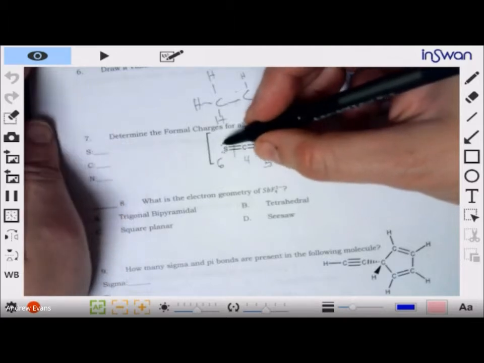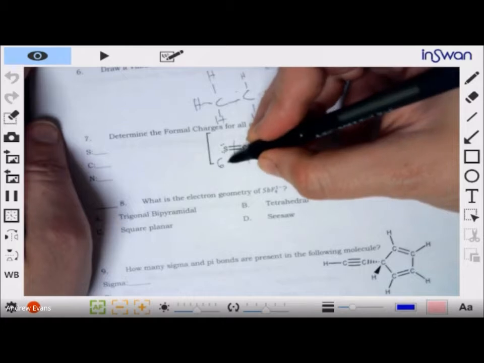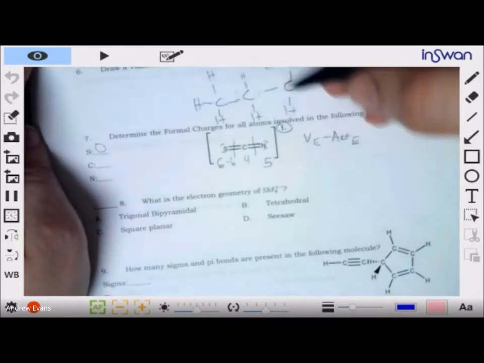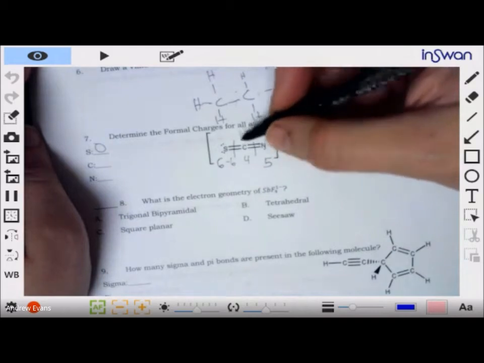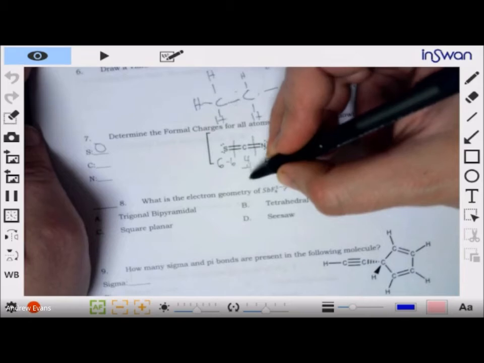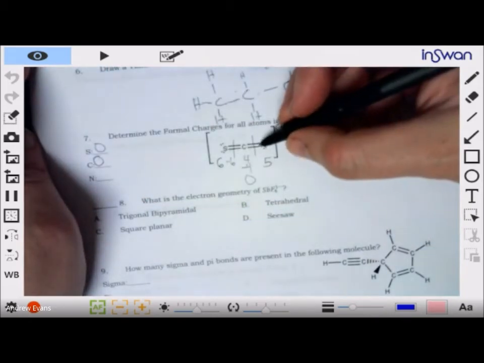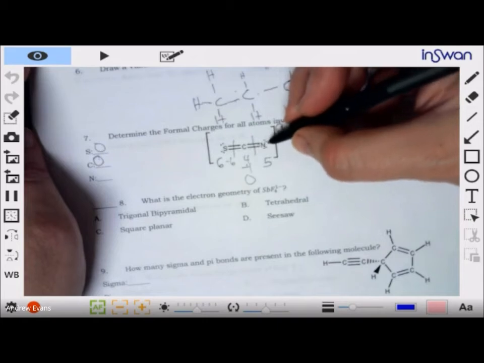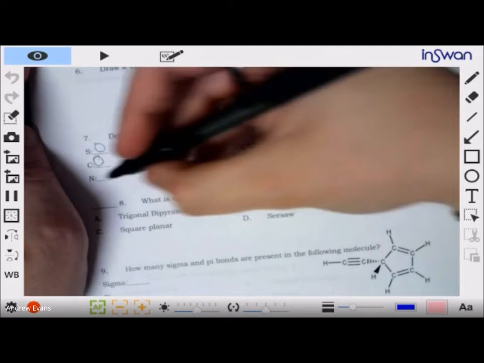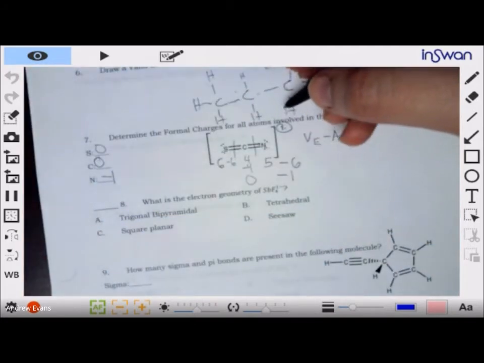How many does sulfur see? 1, 2, 3, 4, 5, 6. Formal charge of sulfur is 0. Carbon sees 1, 2, 3, 4. Minus 4 is also 0. Nitrogen sees 1, 2, 3, 4, 5, 6. So the formal charge on nitrogen is -1. That is our formal charge.